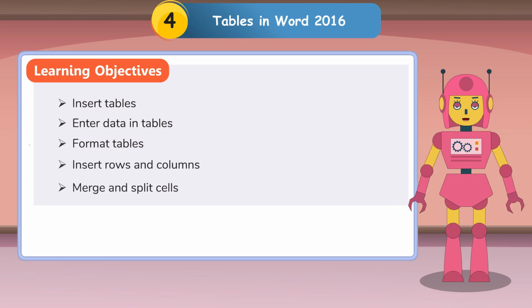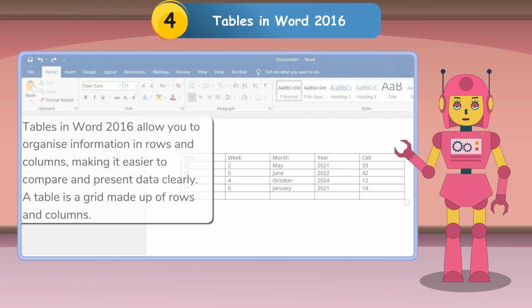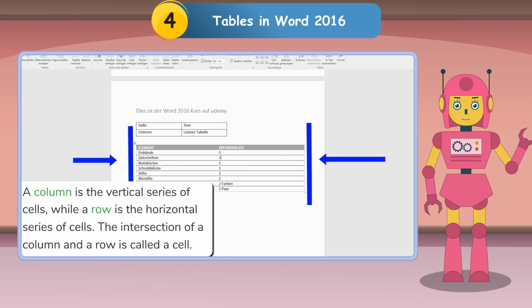Merge and split cells. Tables in Word 2016 allow you to organize information in rows and columns, making it easier to compare and present data clearly. A table is a grid made up of rows and columns. A column is the vertical series of cells, while a row is the horizontal series of cells. The intersection of a column and a row is called a cell.